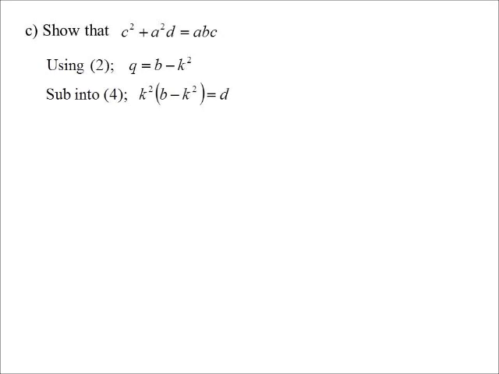C is k squared a. Another way of saying that would be that k squared would be c divided by a. So I could eliminate all those k squareds by putting in c on a. Let's see how that goes. Excellent. I've eliminated the k. I've only got a's, b's, c's and d's. I should be able to manipulate this now and get what they want me to show.